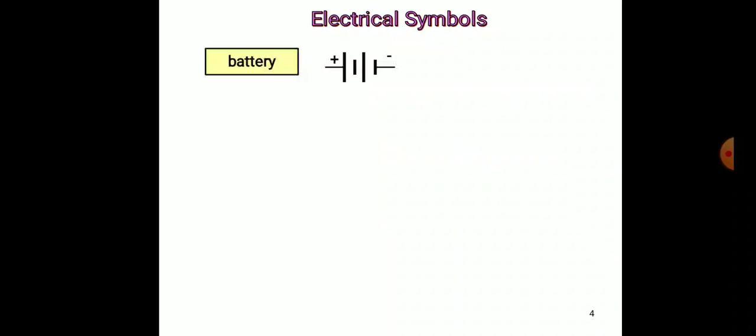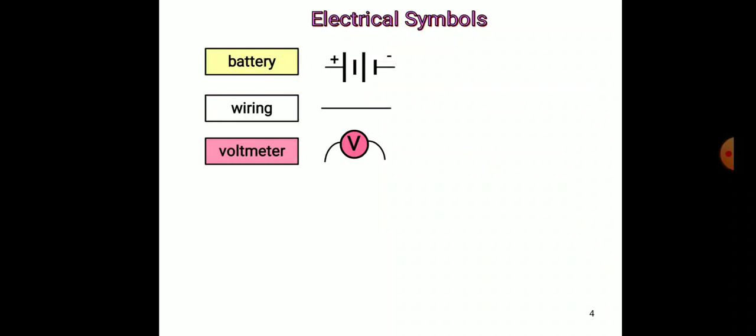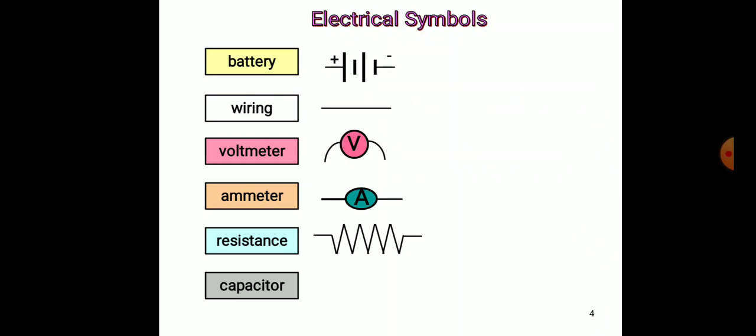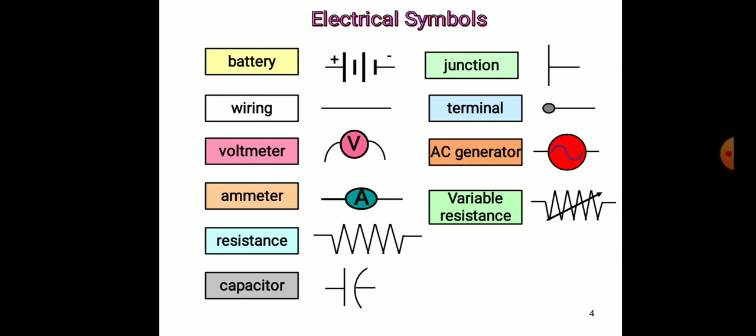So now we are going to discuss the electrical symbols. What are they? You can see how we write the symbols. You can see different electrical symbols. You can see the battery having two terminals, plus terminal and minus terminal. The plus electrode should be greater than the minus electrode. The electrical wire should be drawn with a line.